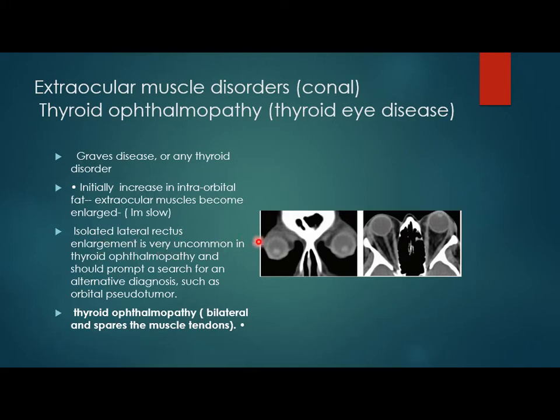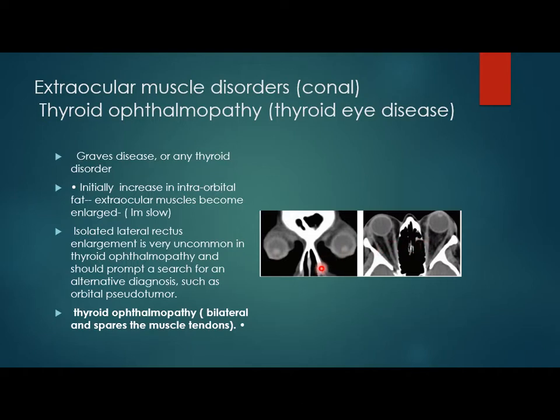Isolated lateral rectus enlargement is very uncommon. The order is inferior, medial, superior oblique, and the last one to be involved is the lateral rectus. So if the lateral rectus is involved, we should look for other causes. It is very rarely involved. Also, thyroid ophthalmopathy is bilateral and spares the muscle tendon.